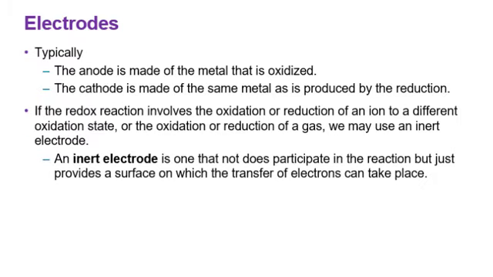For electrodes, the material we use depends on the redox reaction. If a metal is oxidized, we use that same metal as the anode. If a metal ion is being reduced, we often use the corresponding metal as the cathode. But not all reactions involve solid metals. If the species being oxidized or reduced is a gas, or if it's all in solution, we use an inert electrode, typically graphite, carbon, or platinum, that does not participate in the reaction but provides a surface for the electron transfer to occur.